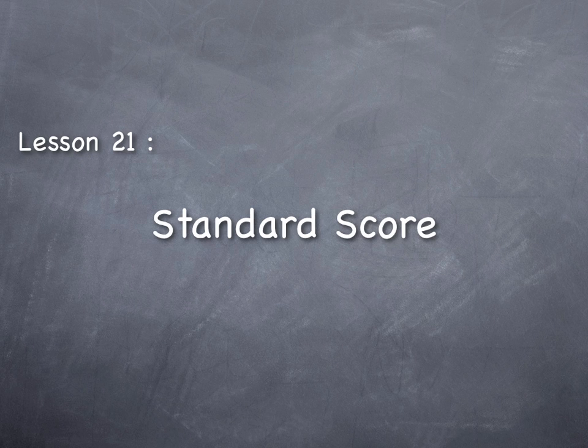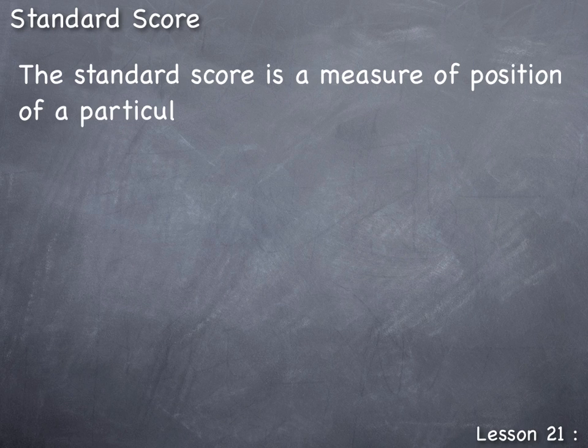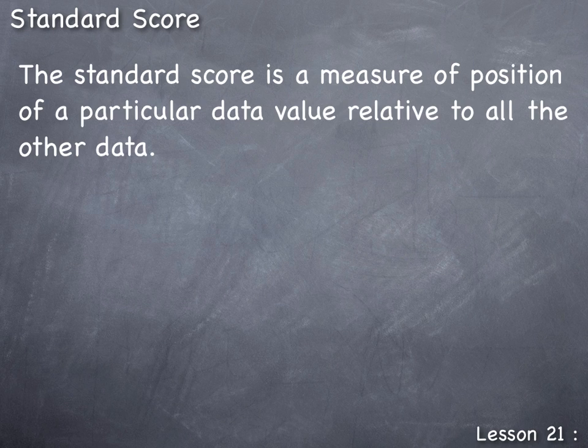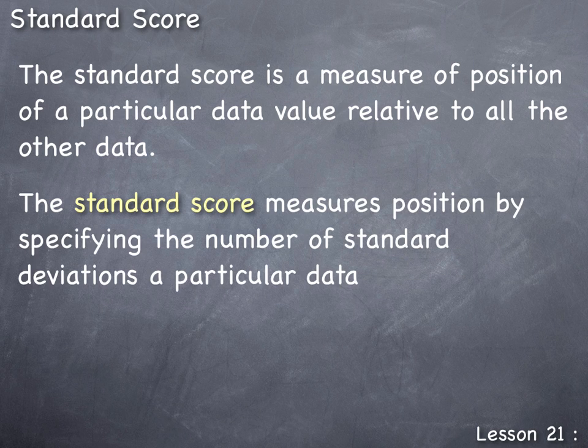Lesson 21, Standard Score. The standard score is a measure of position of a particular data value relative to all the other data. The standard score measures position by specifying the number of standard deviations a particular data value is from the mean.